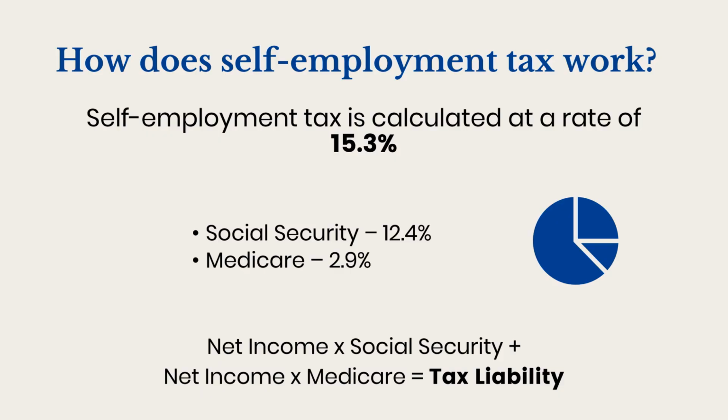The other is Medicare at 2.9%. Unlike Social Security, there is no income limit for the Medicare portion. Business owners must pay this tax on all their self-employment income. Therefore, your tax liability, or how much tax you owe, can easily be calculated by multiplying your net income by the tax rate for both Social Security and Medicare taxes.